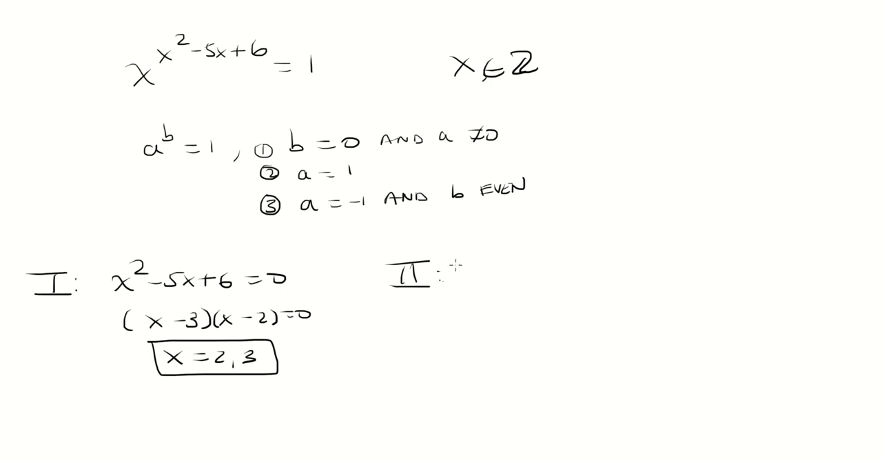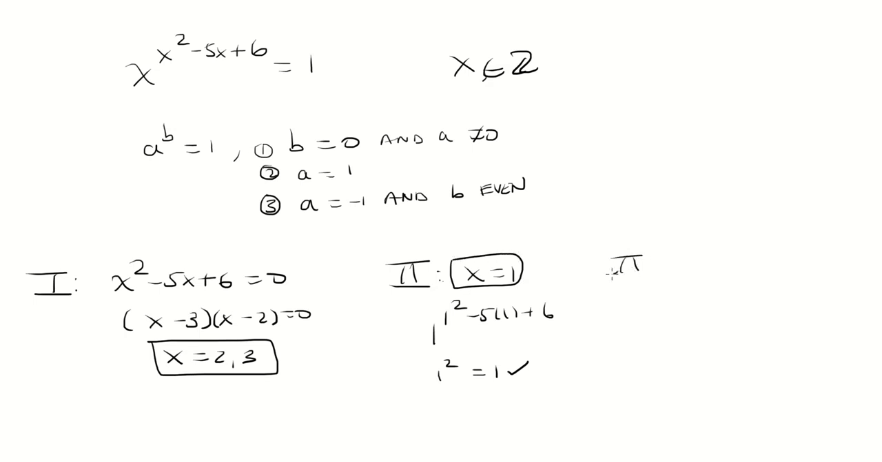Now the second case, we want x to be 1. Let's see if that works. So if the base is 1, x is 1. So we have 1 raised to the 1 squared minus 5 times 1 plus 6. That's 1. And then this is just 0. No, this is 2. That's 1. This works.